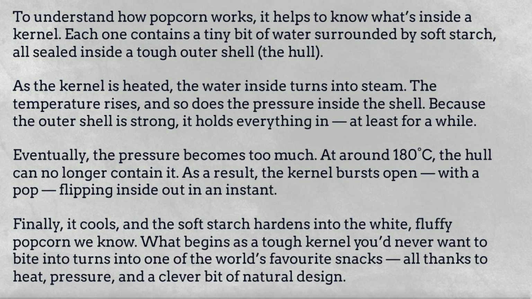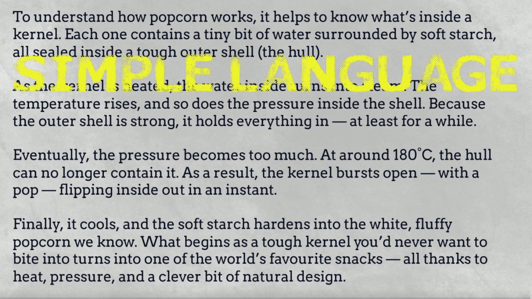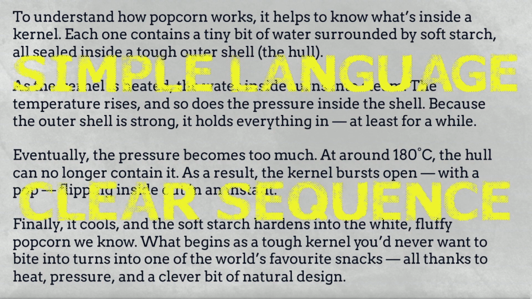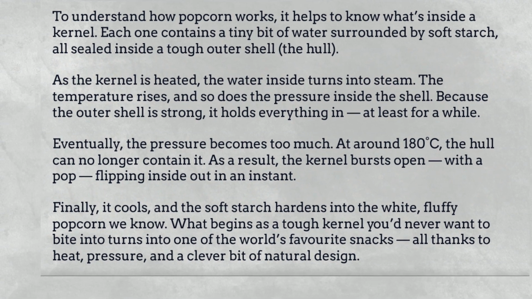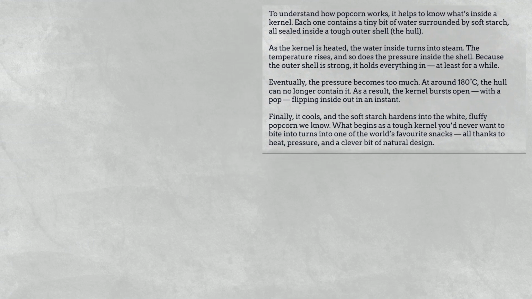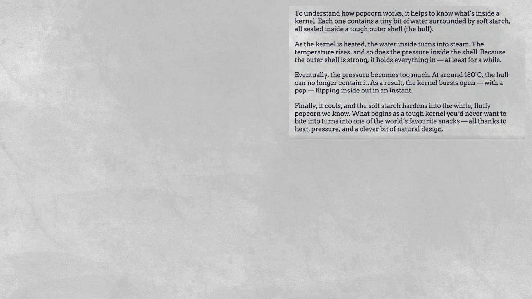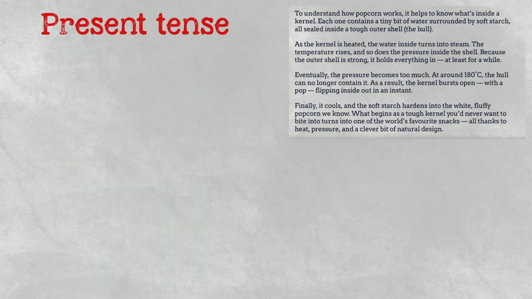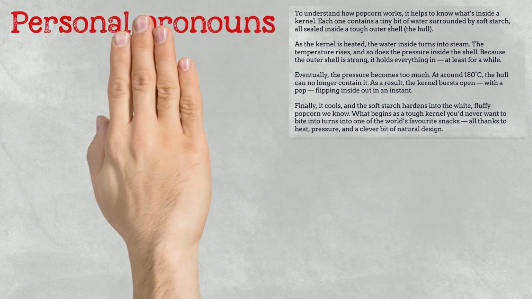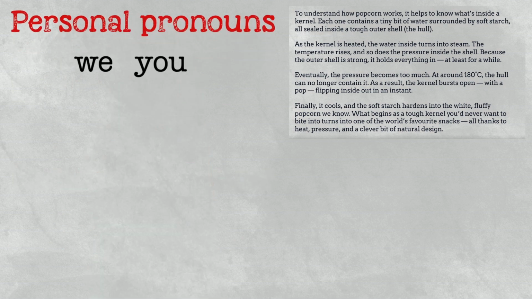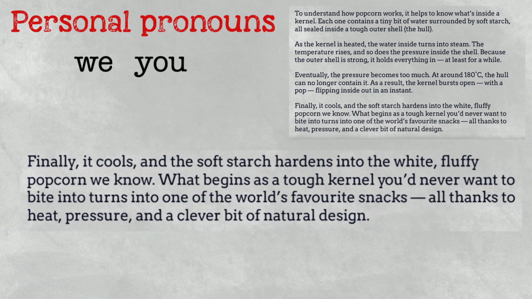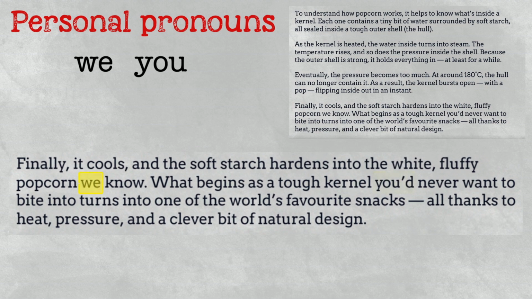There you go. With my audience in mind, I've used simple language and made sure to organize the information into a clear sequence. I've also used some key features that are frequently found in explanation texts. First of all, I've used the present tense and written it in third person. I've used personal pronouns like we and you to make the writing feel more engaging and inviting for the reader.